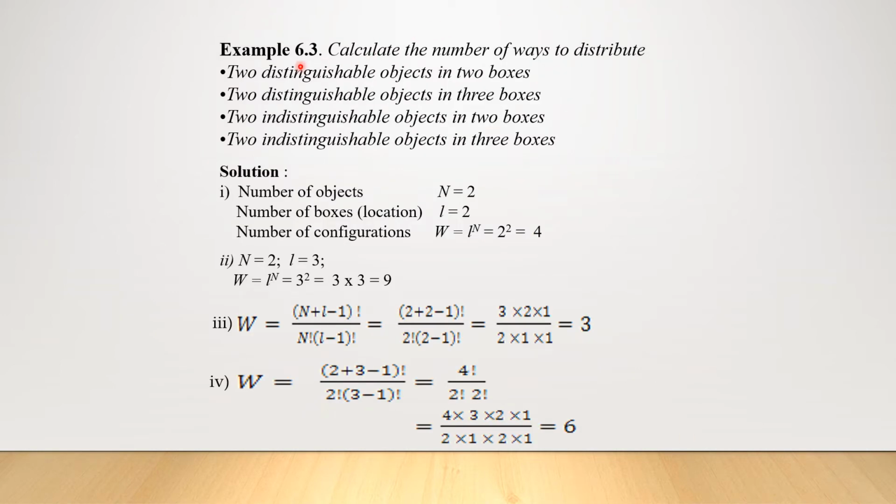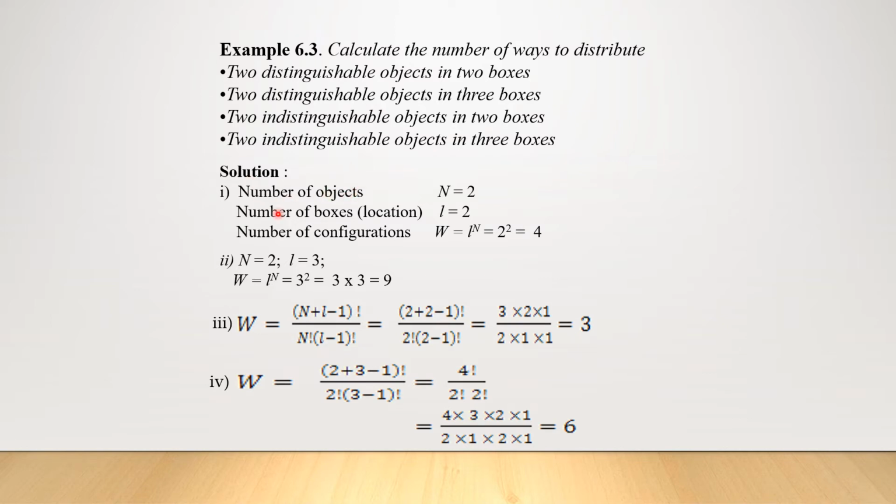Now let us discuss the third problem. Calculate the number of ways to distribute. So there are 4 conditions given here, 4 cases. In the first case, 2 distinguishable objects in 2 boxes. Second is 2 distinguishable objects in 3 boxes. The third case is 2 indistinguishable objects in 2 boxes. And fourth is 2 indistinguishable objects in 3 boxes. So these are the different ways in which you have to arrange the objects.